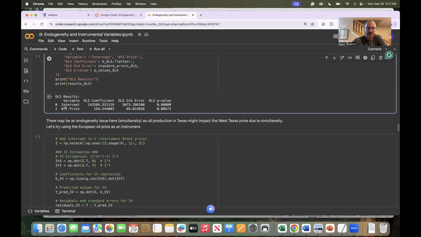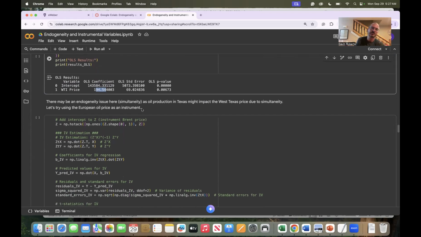So all we can really do now is say, okay, our intercept is 143,500 barrels of oil production approximately. And then the price, we have this big positive parameter. So when WTI price goes up by $1, production goes up by about 195 barrels on average in this sample.